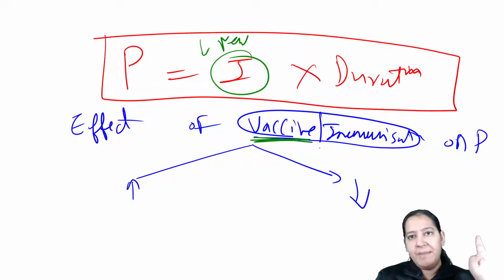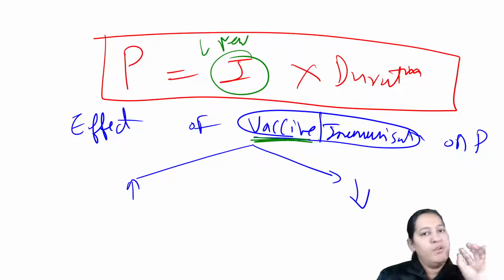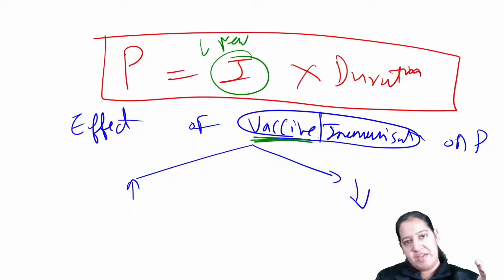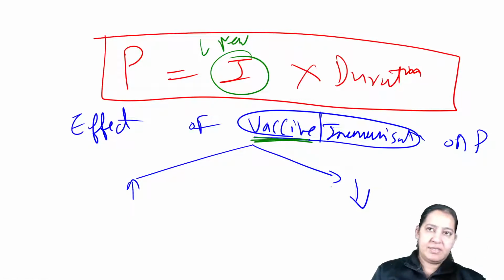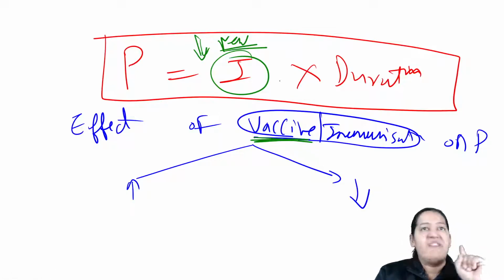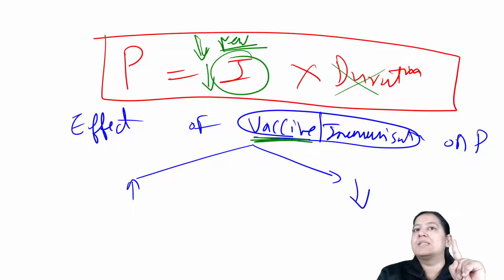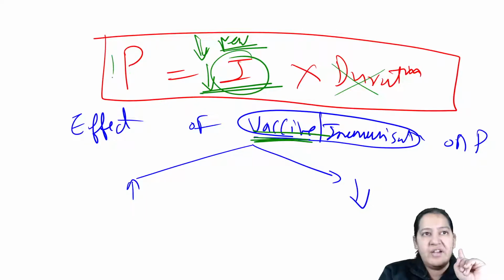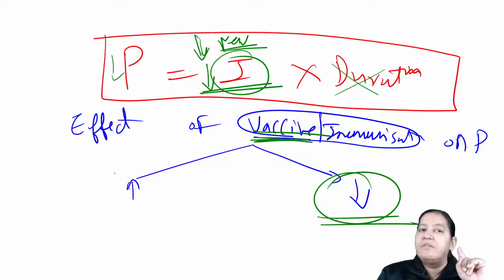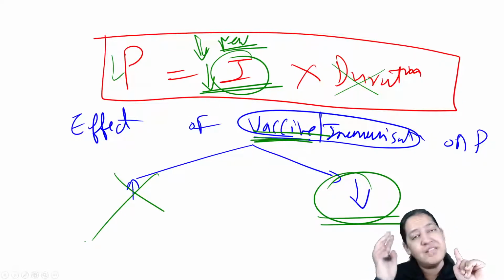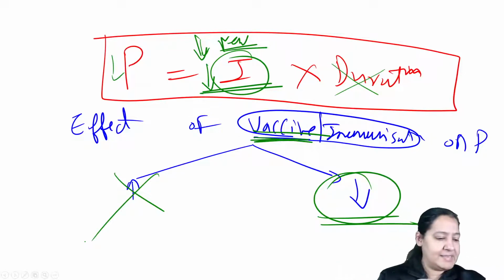You will not have TB if you are vaccinated with BCG. You will not have diphtheria, pertussis and tetanus if you are vaccinated for DPT. You will not have polio if you are vaccinated for OPV, right? Actually, vaccination decreases the chances of new cases. So vaccination has no effect on duration. Vaccination has an effect on incidence. By giving vaccination, we are decreasing the incidence of the disease, so we are decreasing the prevalence. So the answer is decrease. We cannot increase the prevalence by giving vaccination. We are decreasing.